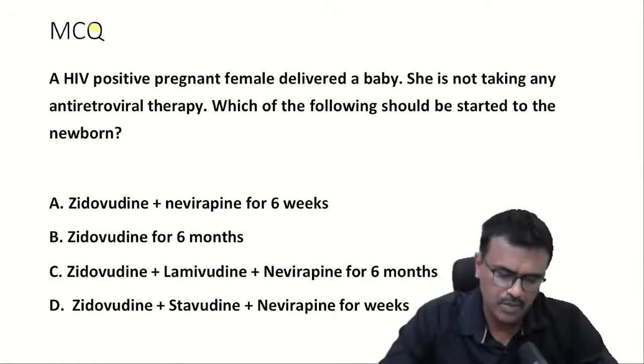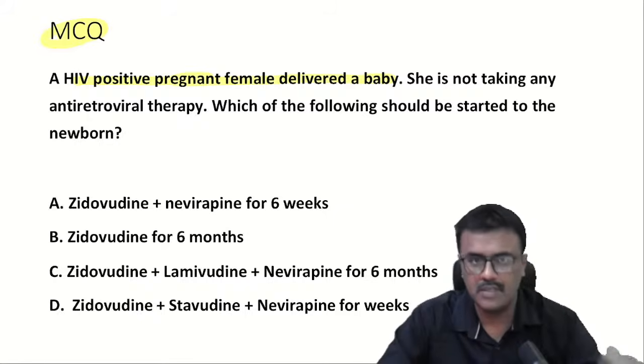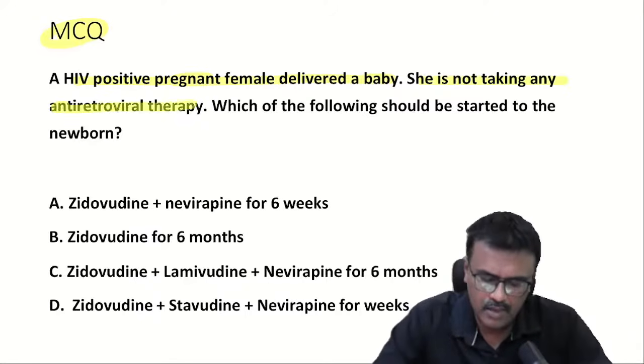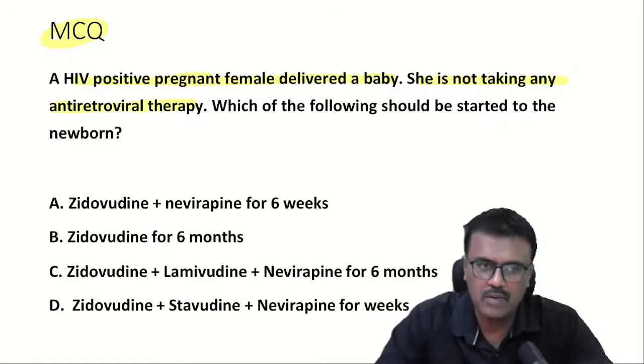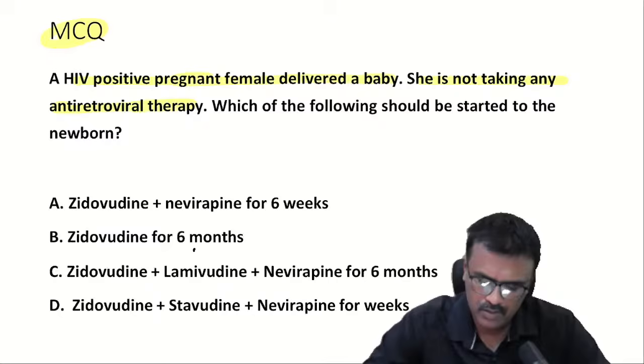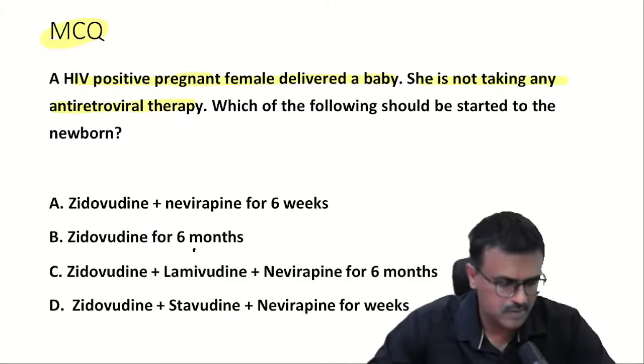Now the next MCQ. An HIV positive pregnant female delivered a baby. She is not taking any antiretroviral therapy. Which of the following should be started for the newborn? Zidovudine plus nevirapine for 6 weeks, zidovudine for 6 months, zidovudine, lamivudine, nevirapine for 6 months, zidovudine, stavudine, nevirapine for some weeks. So let us see that. Now the problem is, a pregnant woman who is HIV positive may transmit it to the newborn.